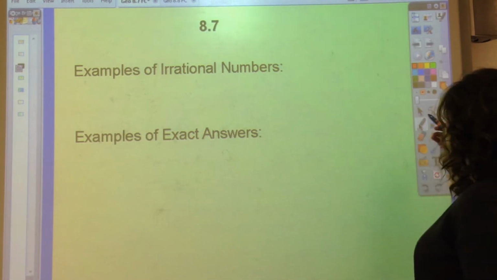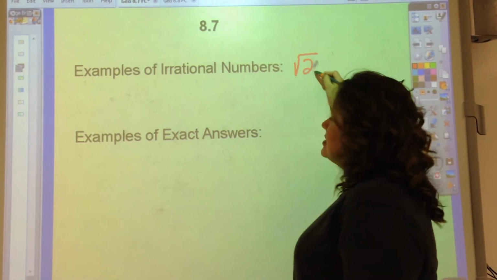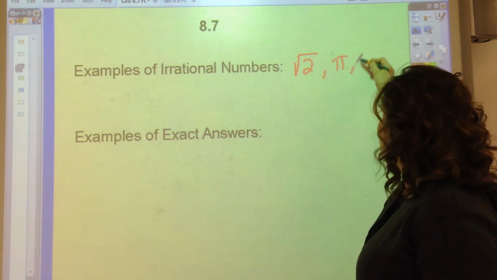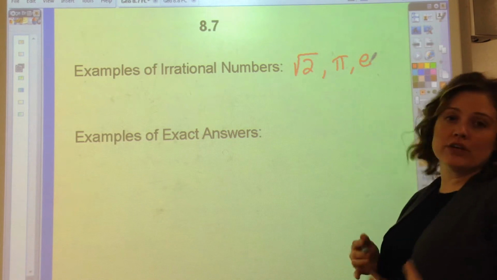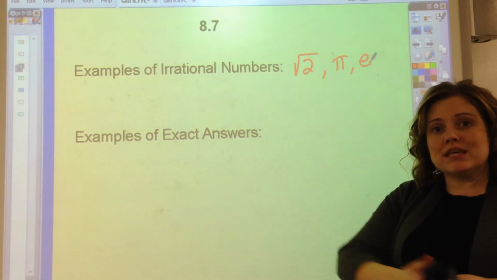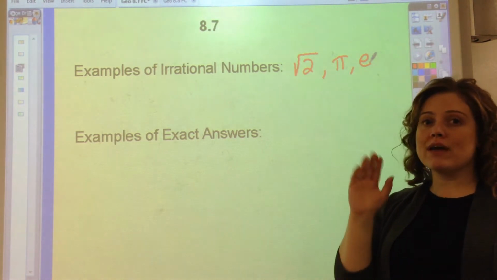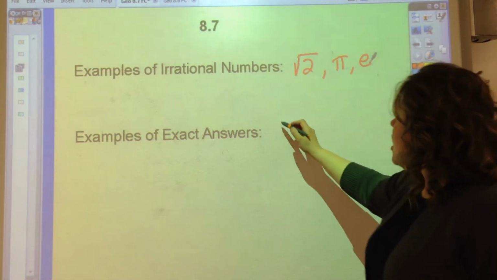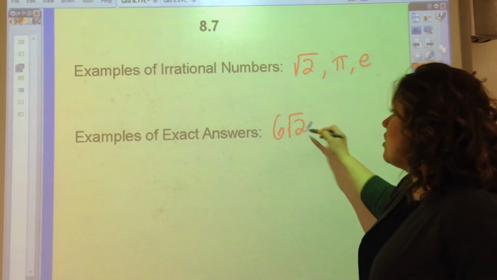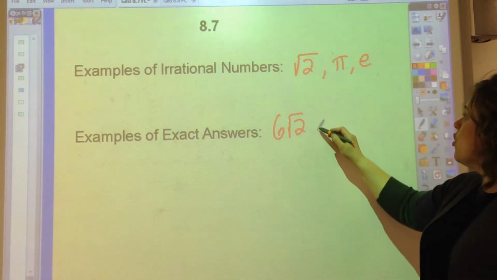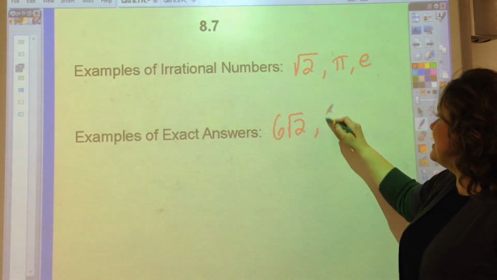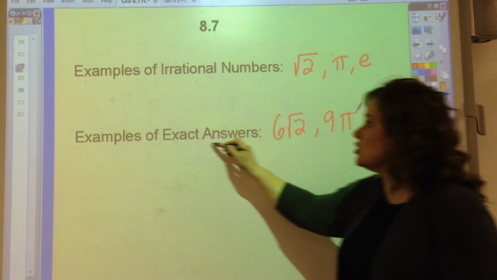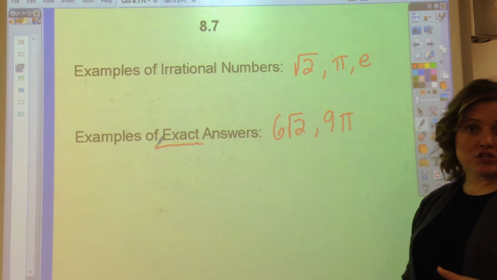Irrational numbers are numbers that can't be written as fractions, such as the square root of 2, or pi, or e. All of these are irrational numbers that have decimal points that extend forever, and we cannot write them as fractions. So if we want to write something as an exact solution, often we'll simplify a square root and we'll call it 6 square roots of 2. Or if we're finding a circumference, we'll write it as 9 pi. And we leave things, if we want an exact solution, in terms of that irrational number.